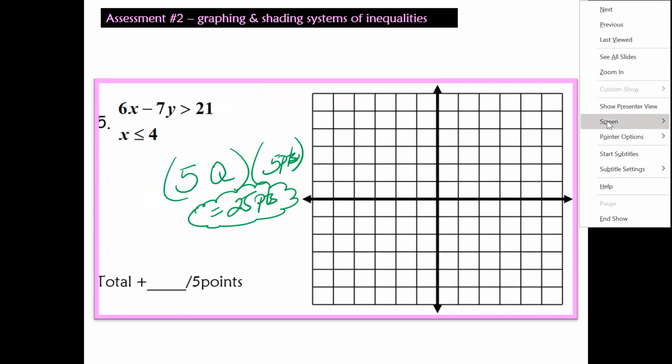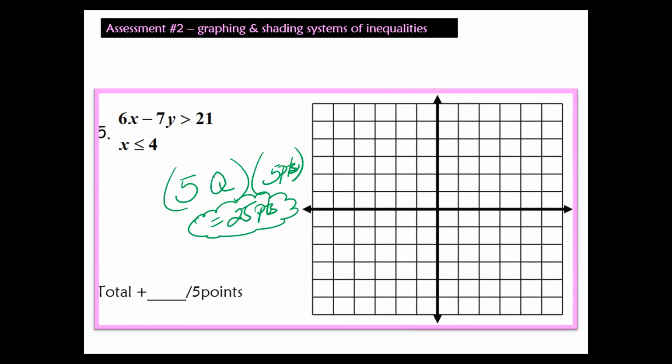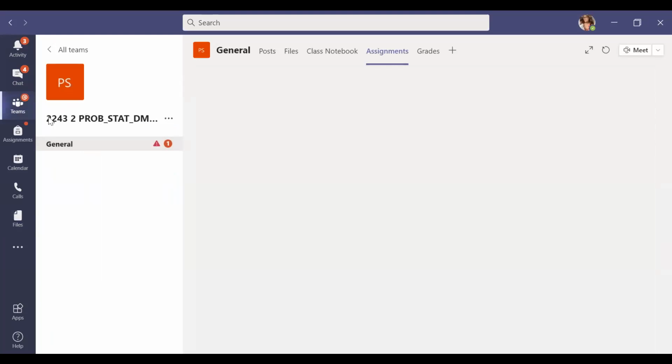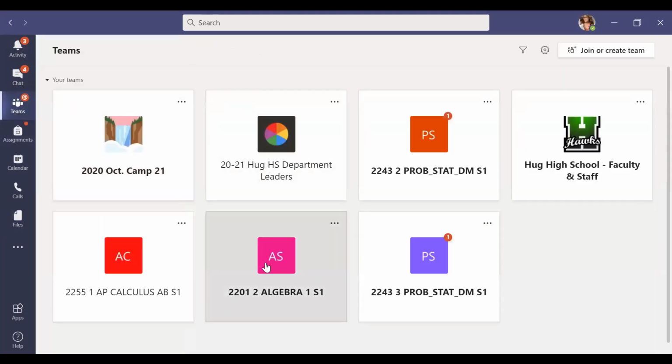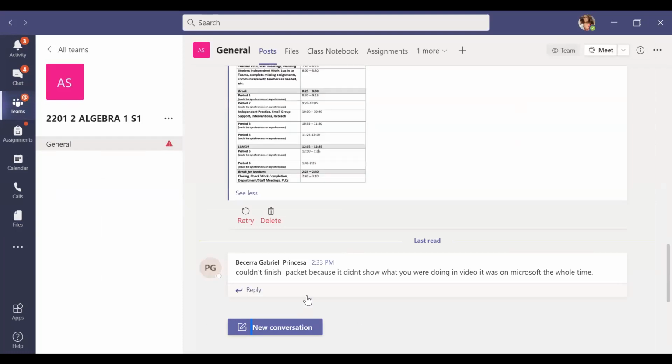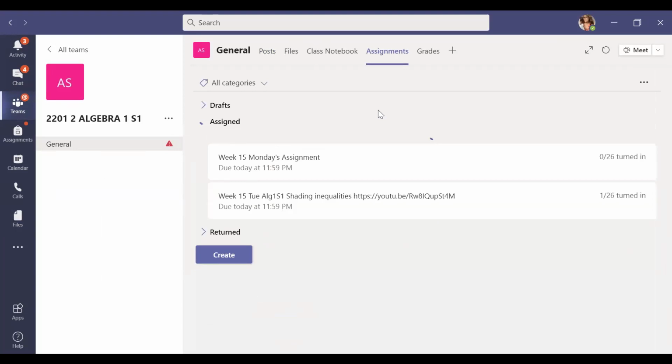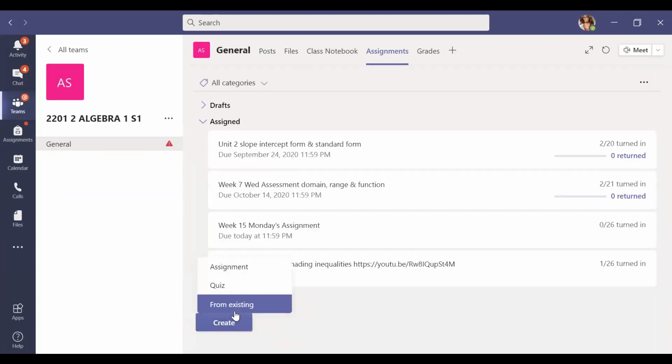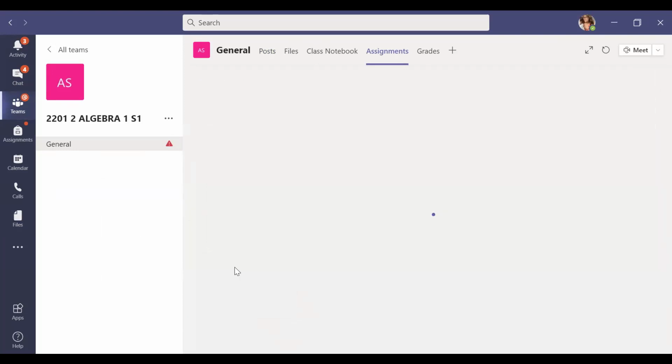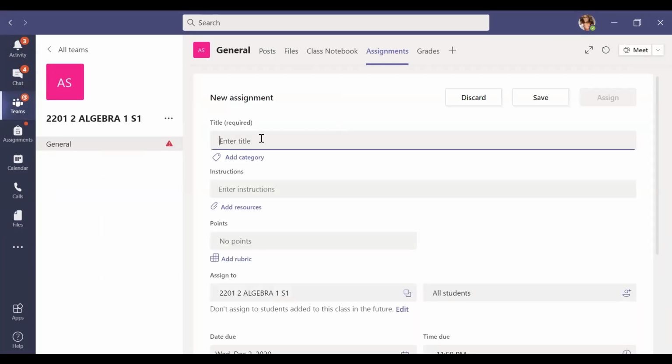So if you go on to your MS Teams, I'm going to go ahead and reshare this. So we're going to go to new share and we're going to do MS Teams. Make sure you guys go to your Algebra 1 class, which is right here. And we're going to go ahead and go to assignments. I'm going to go ahead and create this. And so we're going to go to, let's see, assignment, week 15, Wednesday.